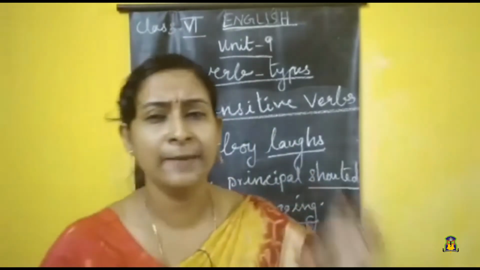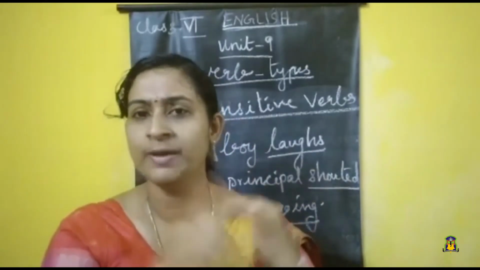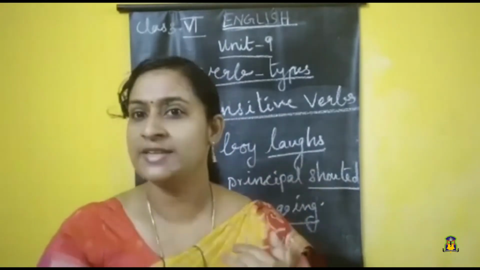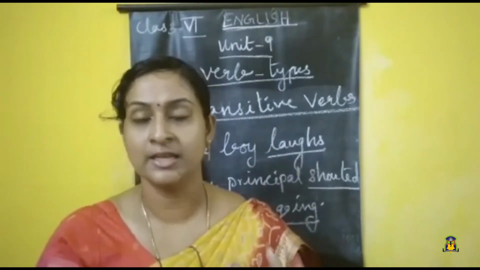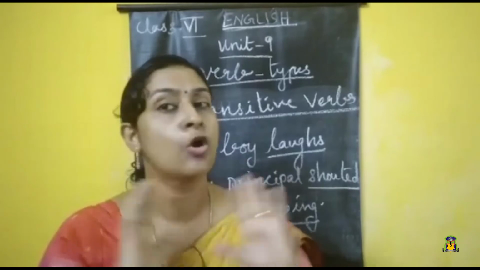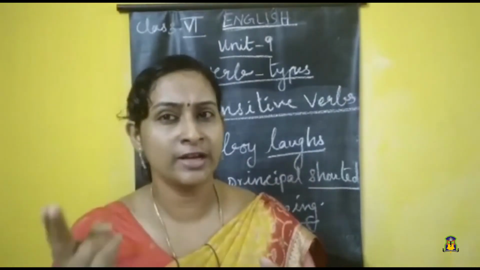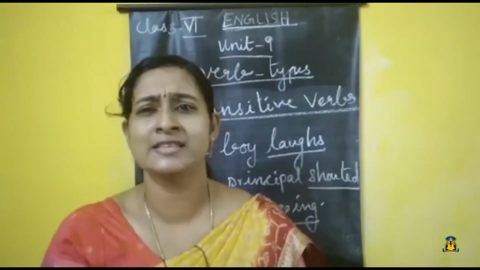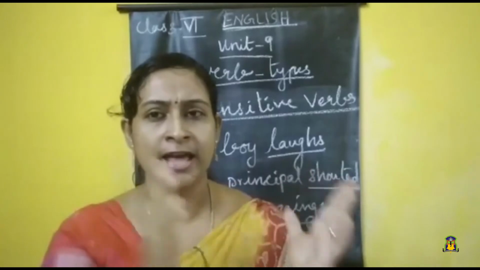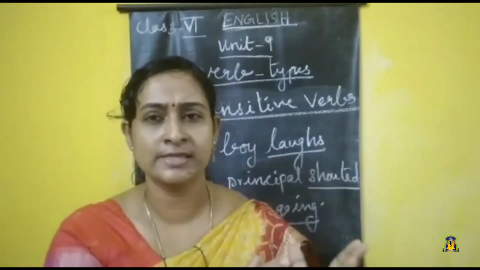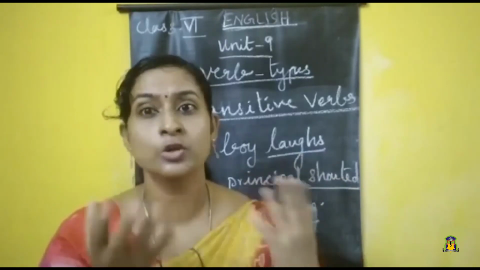So, these are the main two verb types, transitive verb and intransitive verb. Transitive verb, we can find an object in that sentence. Intransitive verb, no object. Transitive verb, there are two different types of objects. In some sentences we can find indirect object, direct object. Direct object, it answers the question what. Indirect object, it answers the question to whom.